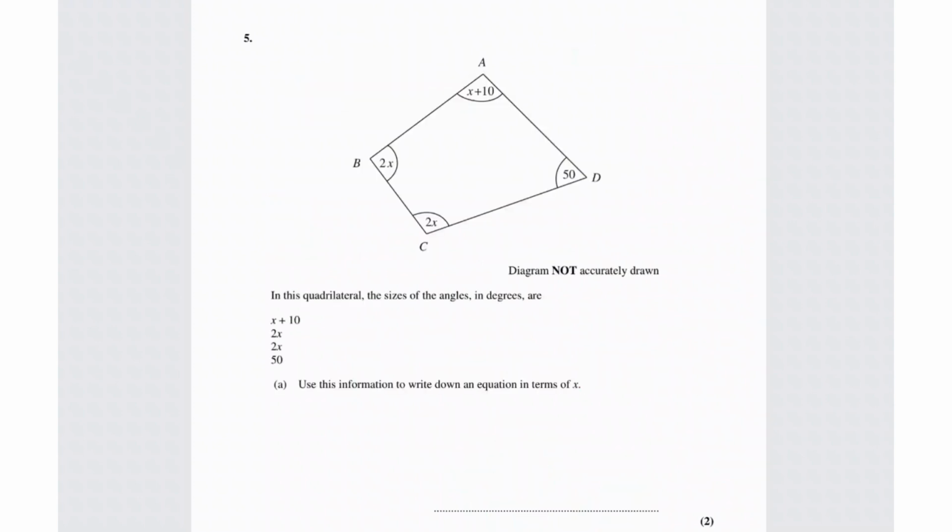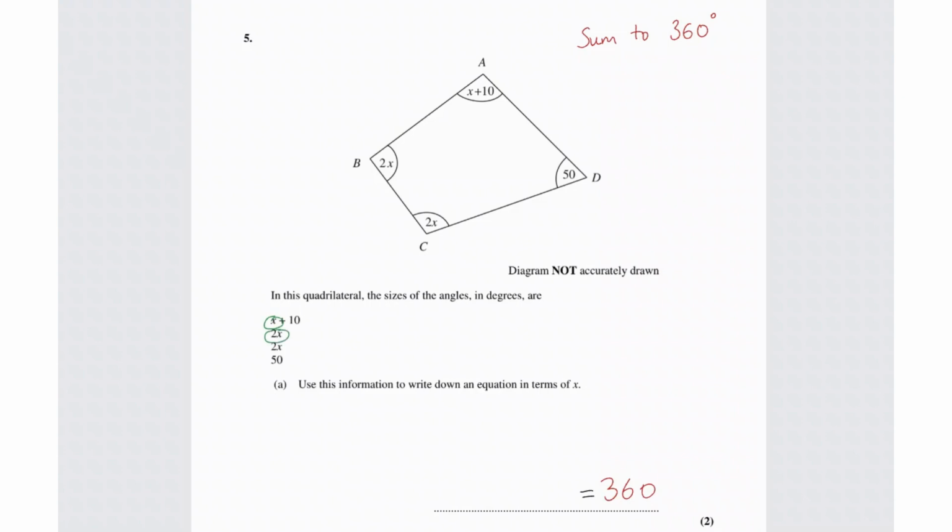Okay, question 5, almost identical to the last one. We're adding together 4 angles, and this time they don't add up to 180. Angles in a quadrilateral always sum to 360 degrees. So in a minute, when we write our equation, we're going to put the sum of these 4 angles equal to 360. And we're just going to add together the angles.